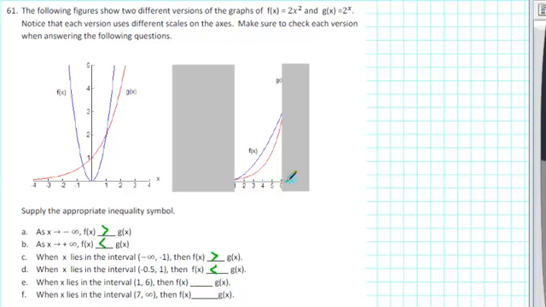Between 1 and 6, we notice that the graph of f of x in blue is above the graph of g of x in red. Therefore, f of x is greater than g of x when x lies in the interval from 1 to 6.